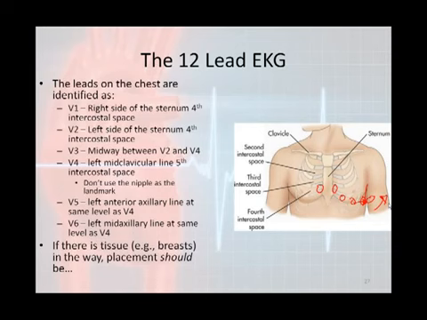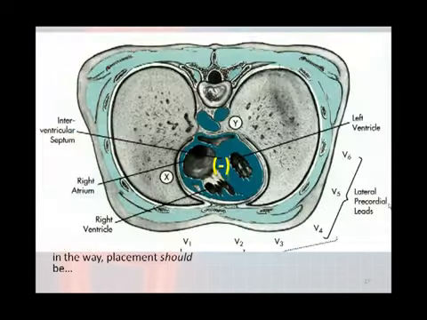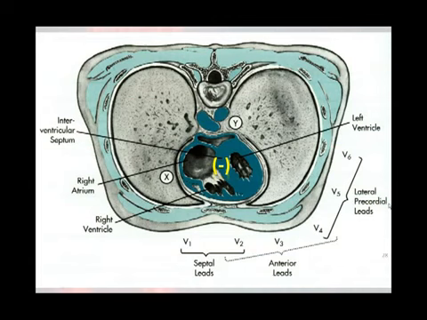Several people have asked me in the past, what happens if there is actually tissue, for example, breast tissue, on men or women that is actually in the way? Where should your placement go? Well, in the ideal situation, it should actually go underneath the tissue. Unfortunately, sometimes that is not a realistic option, but you can place the electrode as close as possible.